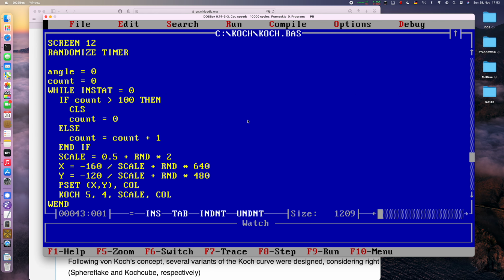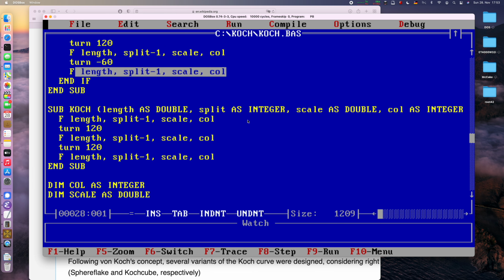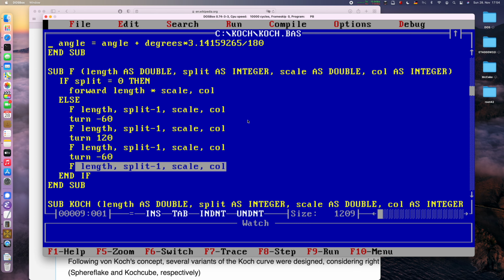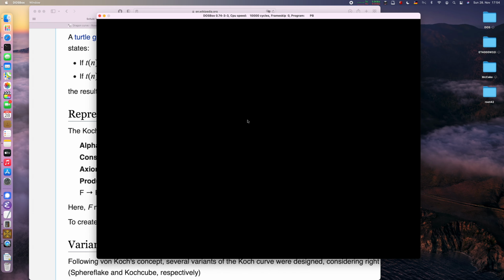We have the main function, which will clear every 100 draws, compute some scale and x and y coordinates. We'll set the initial position for the Koch curve. We'll call the Koch function, and then it will draw the axiom, which is the triangle, and recursively do the F rule basically, which calls turn and forward. So let's see if that works. Nope, so some debugging is in order.